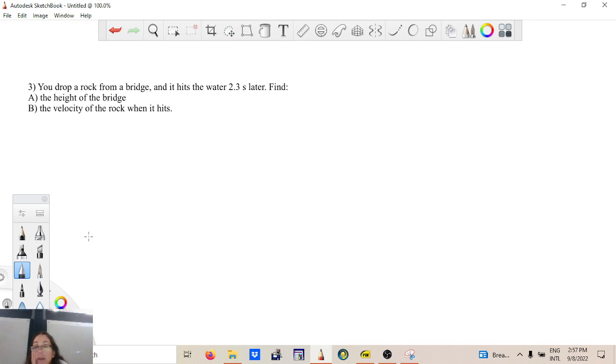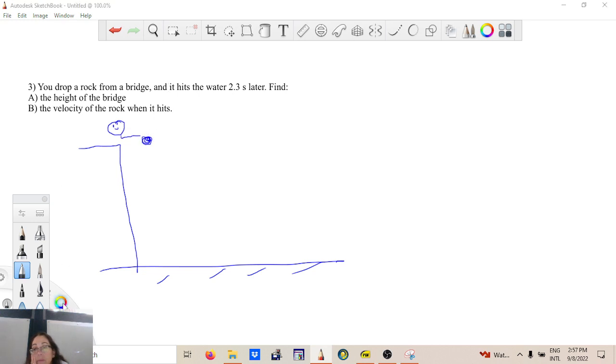So first you have to do a drawing. I don't know how to make a bridge, but then you decide the origin and which one is plus, which one is minus, zero. And then you do the dressing. So initial velocity is zero, very good. Okay, at t equals zero.